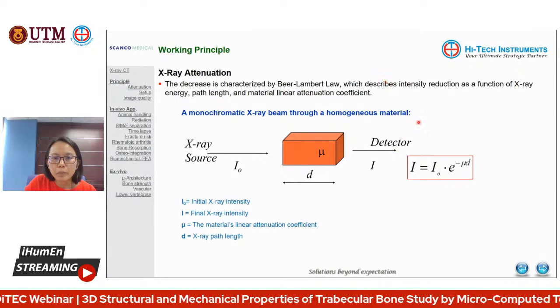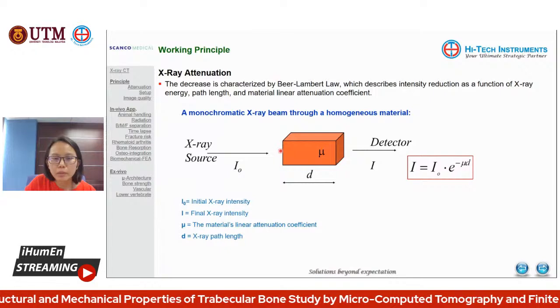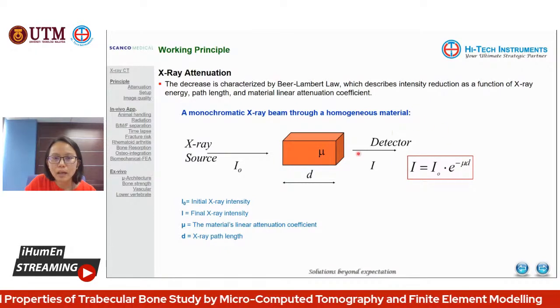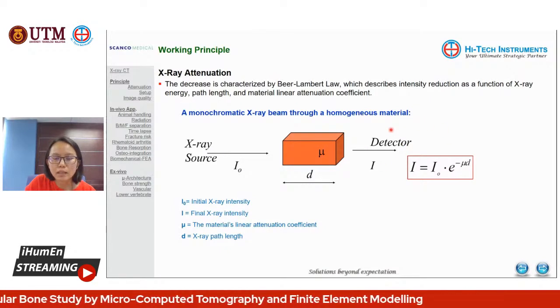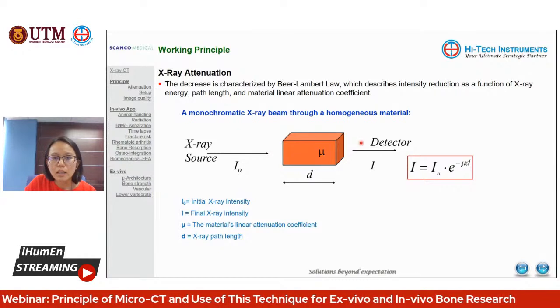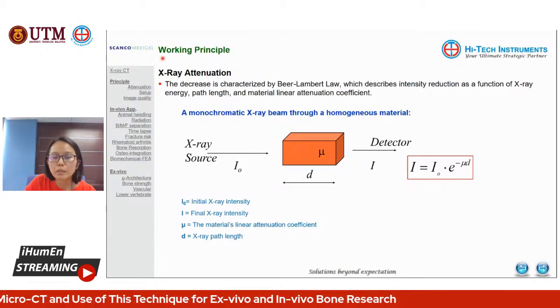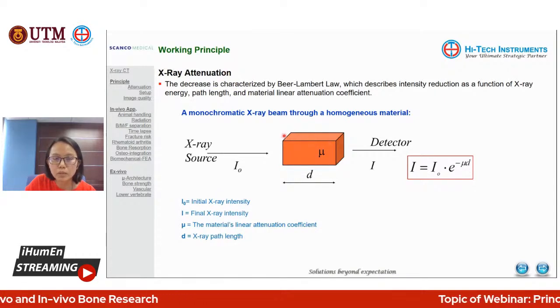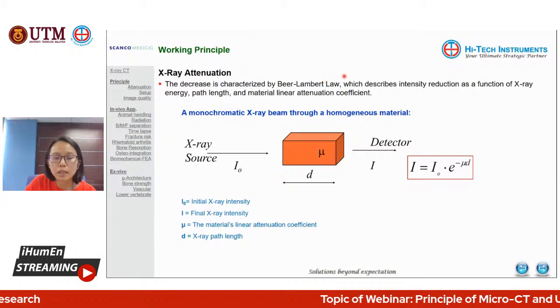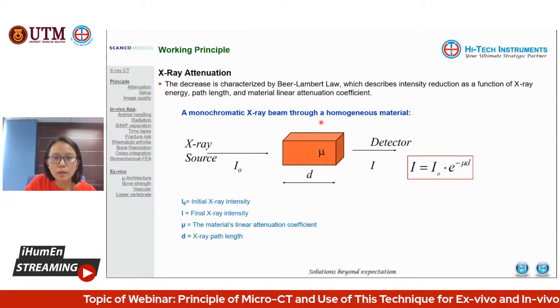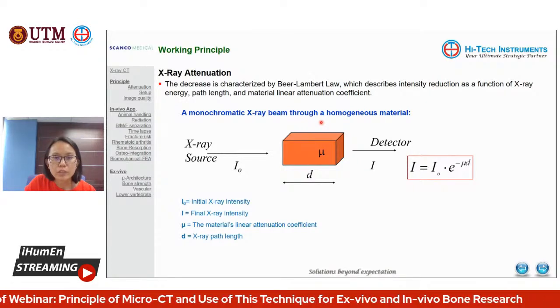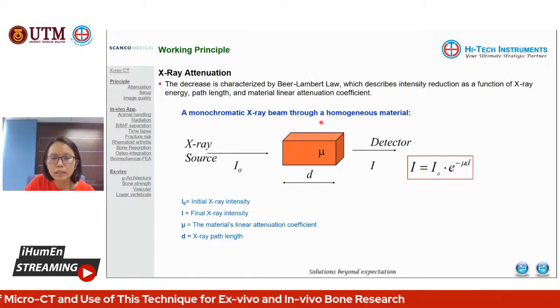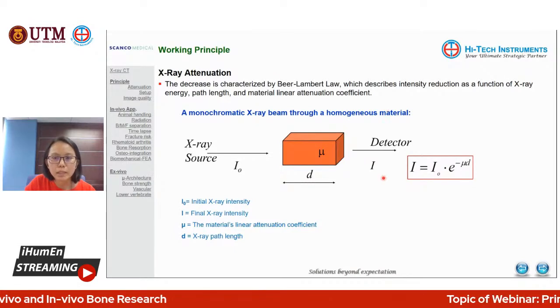And from the formula here, what is important is the end intensity, the final X-ray intensity here. And the final X-ray intensity depends a lot on 3 factors. First is the X-ray energy, then the path length or the thickness of the material, and also the material attenuation coefficient of the material itself. So here we are talking about one attenuation coefficient from one material. Imagine when it comes to multiple materials, it will make the formula much more complicated.